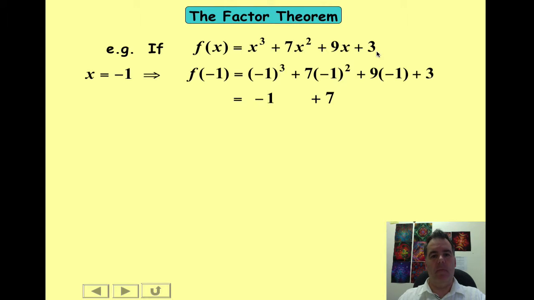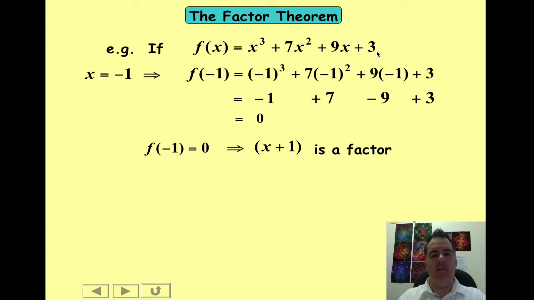We want 0. Negative 1 plus 7, negative 9 plus 3. Substitute them all in and we get 0. So in this case we do get 0. That tells me if I put negative 1 in there and I get 0 out, that tells me that x plus 1 is a factor. Remember, it's always the value of x that makes the bracket 0. So if negative 1 gives you 0 here, it's x plus 1 that's a factor. If it was positive 1 that gave you 0, then x minus 1 would be a factor.